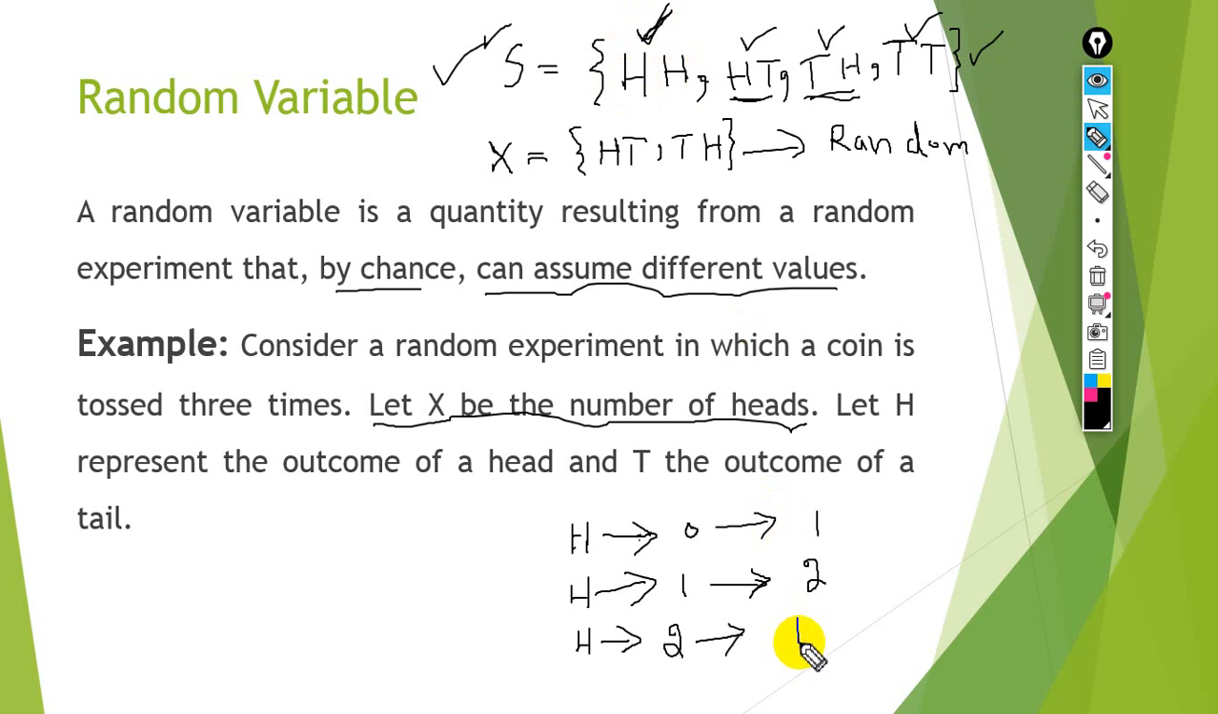So we can take 1. So what will be the probability of this? The probability of this will be equal to 1/4.